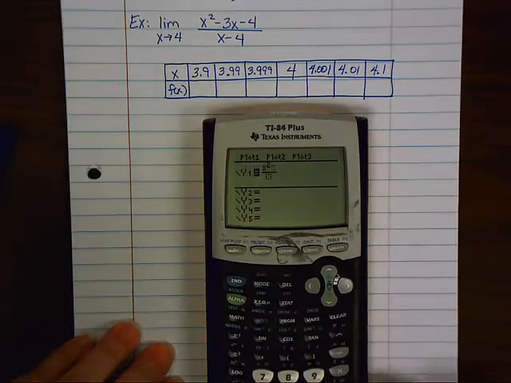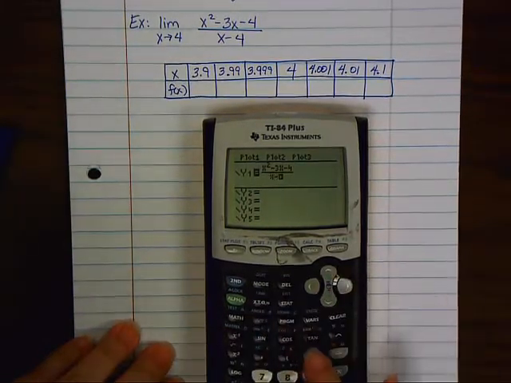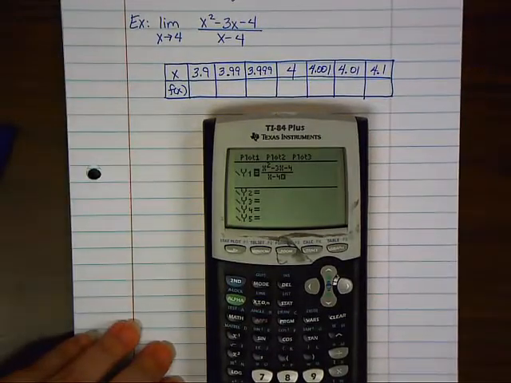X squared minus 3x minus 4 over x minus 4. Alpha, y equals, and enter if you want to write it down. Alpha, y equals, and enter. Okay? All right.